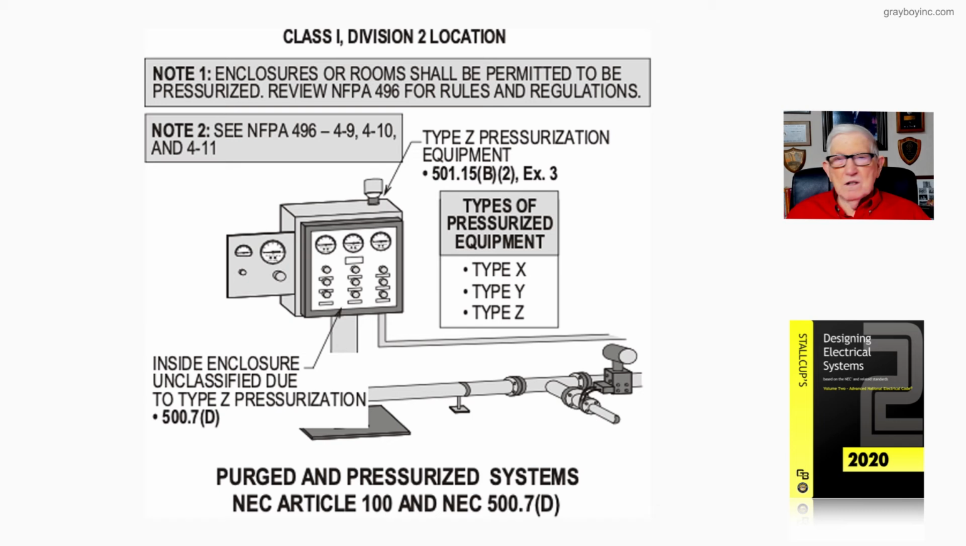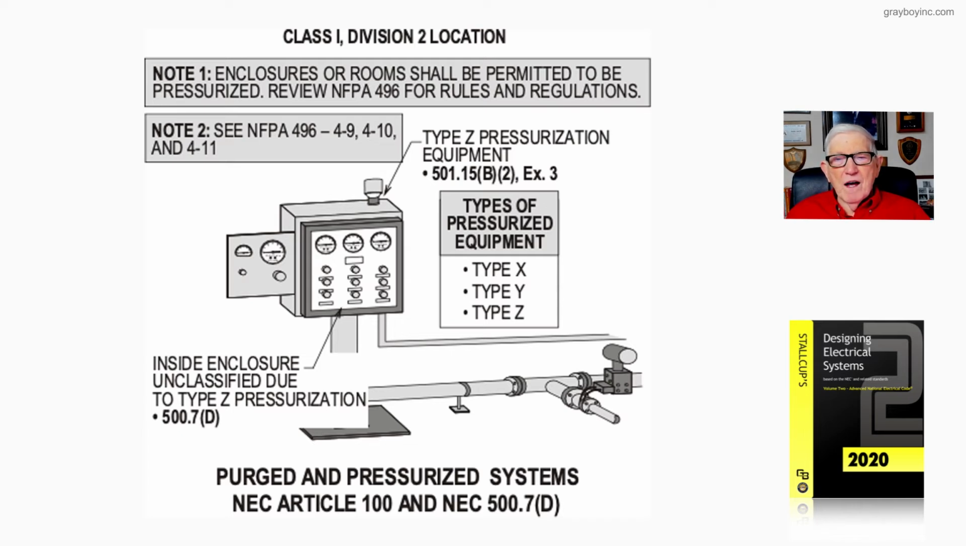But now let's talk about X. And of course that's 4.11. And notice basically it states there that if you should lose the purge and the pressure, mainly, if you lose it, you've got to shut it down. And then when you look at 6.5 of NFPA 496, it says an alarm comes on once that occurs.